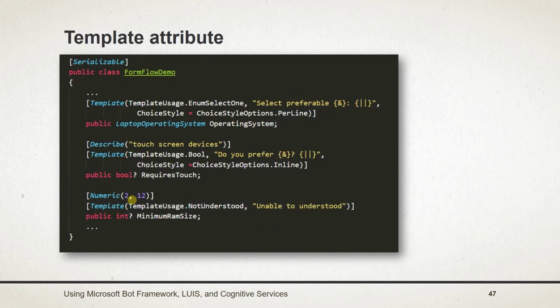Then we have seen the template attribute, using which we can change the prompt value as well as change the text for various templates such as not understood or help. We can also change the choice style for enumeration. Note that when we are using the template attribute, we must pass a pattern.